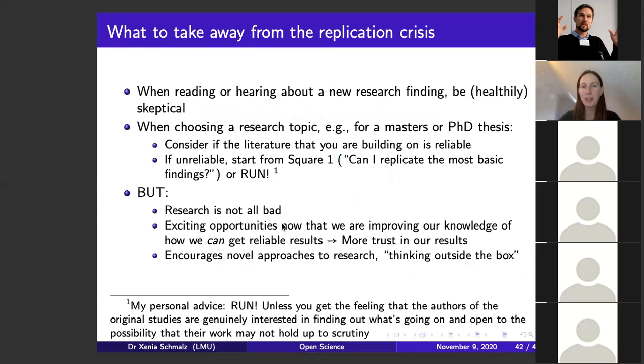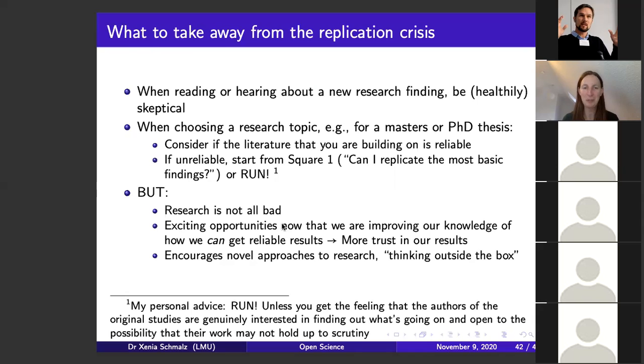So this slide is something that I have taken from a similar workshop that I did for my master students. What I would like them to take away from this workshop in particular is when you do hear about a research finding, to be healthily skeptical. So I think the audience is very, very broad, very varied. Probably the things that I said about p-values will not be applicable directly to your own research for those of you who do qualitative research, for example. But I think it's still very important, and that's why I really wanted to do this.